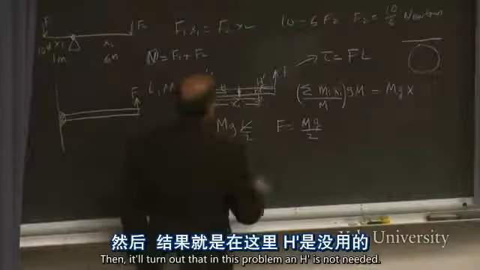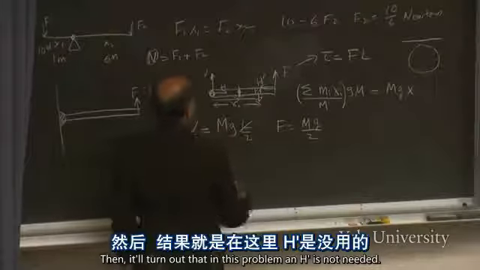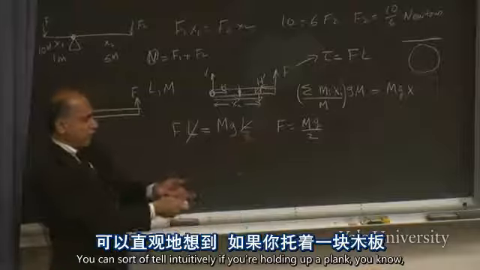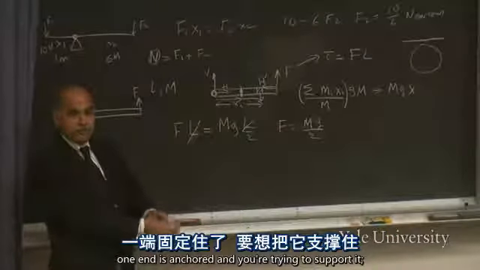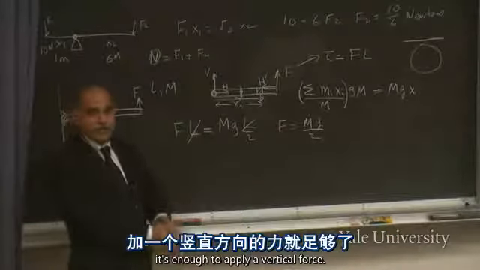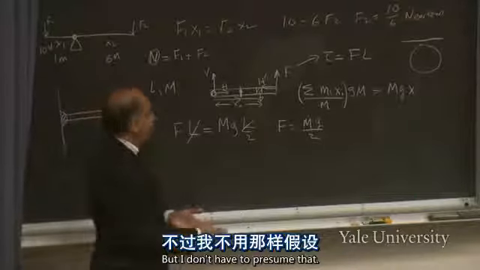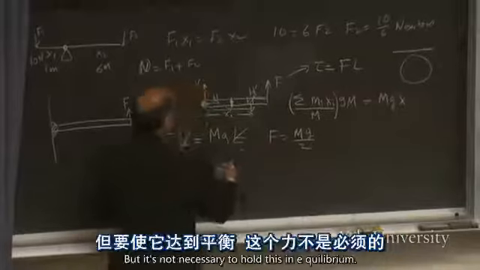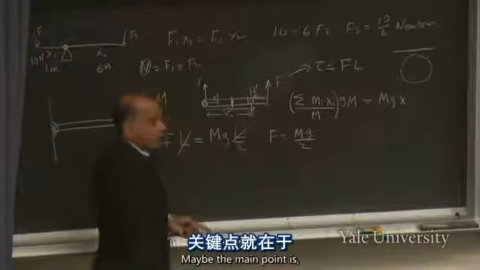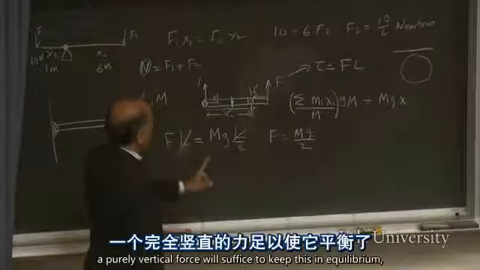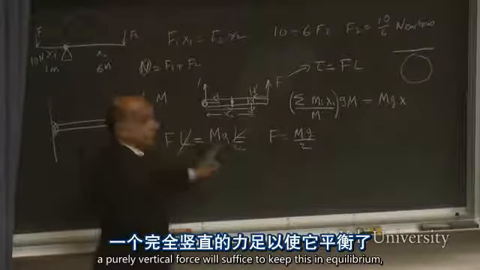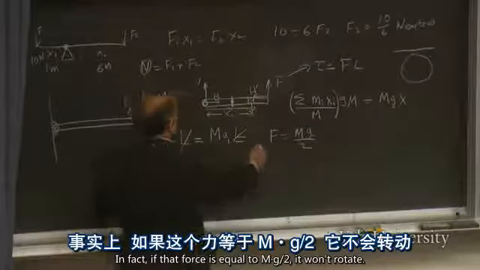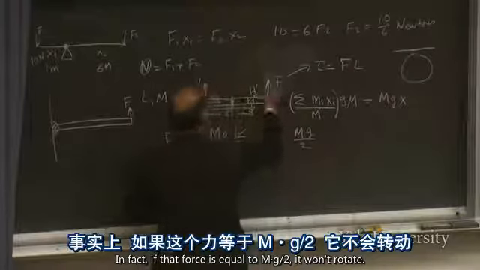Then it'll turn out that in this problem an H prime is not needed. You can sort of tell intuitively if you're holding up a plank, one end is anchored and you're trying to support it, it's enough to apply a vertical force. But I don't have to presume that. So if you want, you can think of applying horizontal force. It's not necessary to hold this in equilibrium. Maybe the main point is a purely vertical force will suffice to keep this in equilibrium, is the point that I'm making. In fact, if that force is equal to mg over 2, it won't rotate.